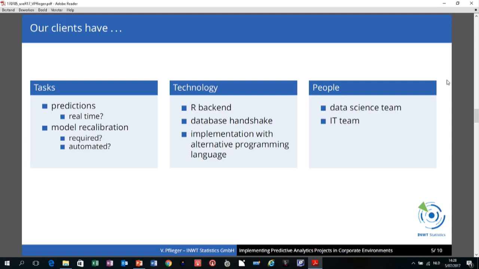So that's about technology. And then of course you have the people. On the one hand, you can have a data science team, which usually works best because we speak the same language, but then you could also have an IT team, and here we need a different kind of implementation. So those are the three questions at hand, and according to those settings, we can think of different implementations.